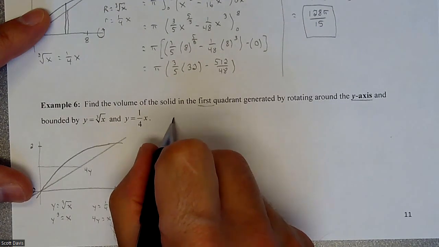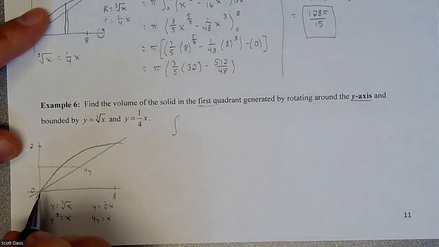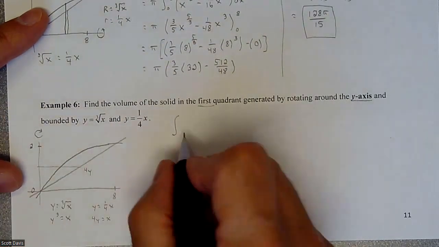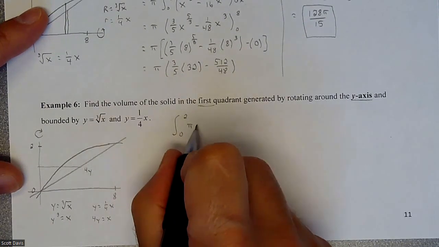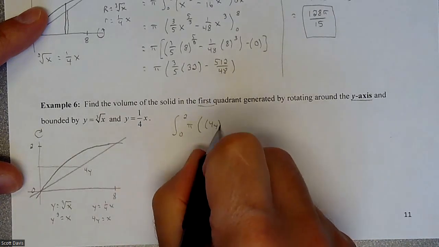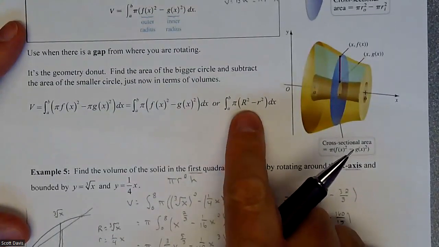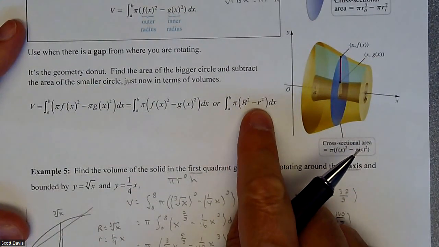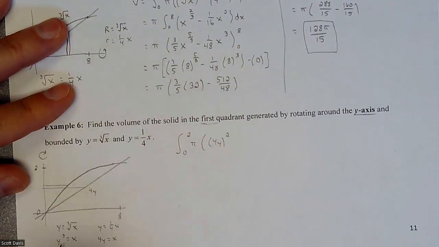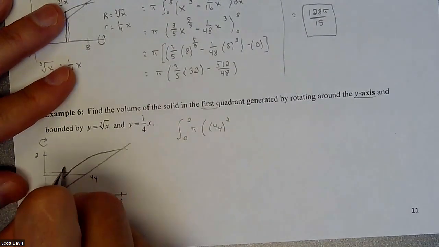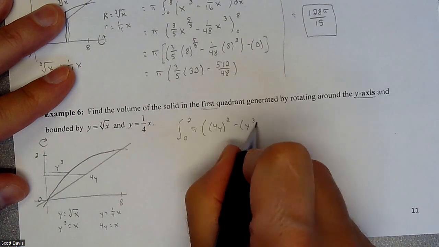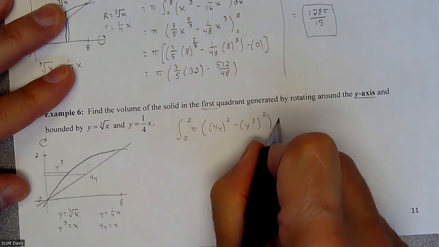So if we start to set this up, we're going to go from 0 to 2. We're rotating around the y-axis, 0 to 2 pi. Big radius is going to be 4y that we will square, right? Because here's our formula: big radius squared minus little radius squared. So little radius is going to be that distance right there, which in terms of y is y cubed. So minus y cubed squared dy.